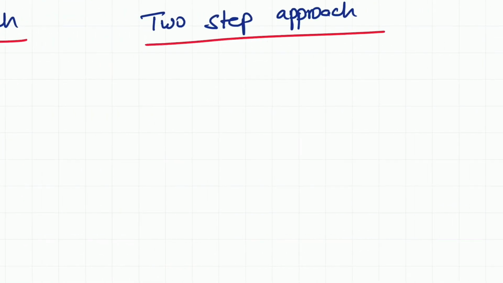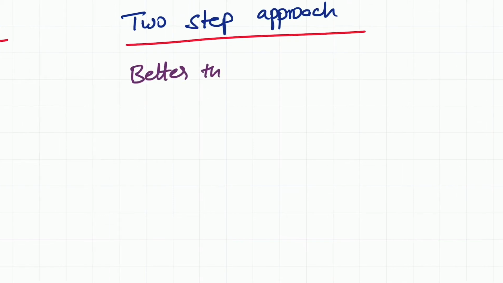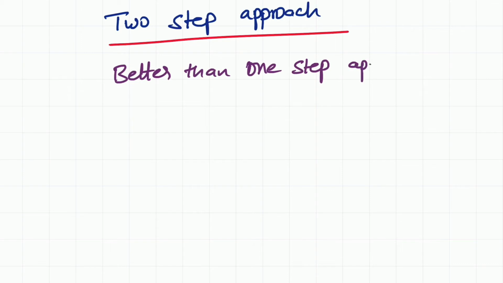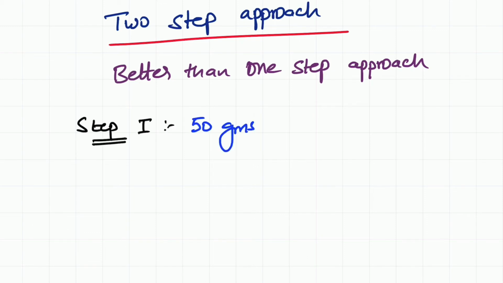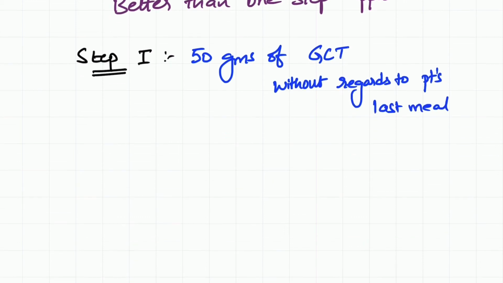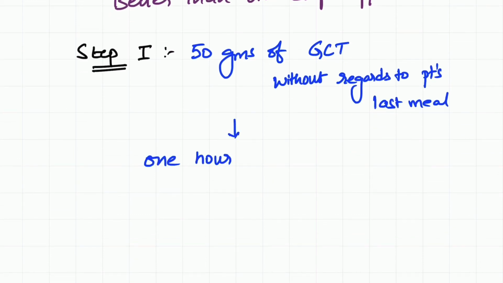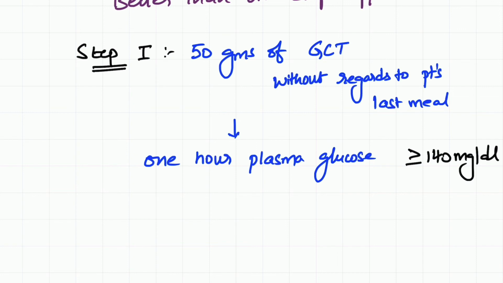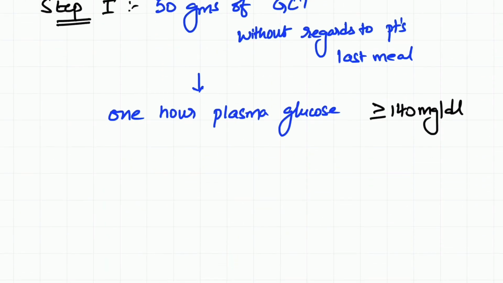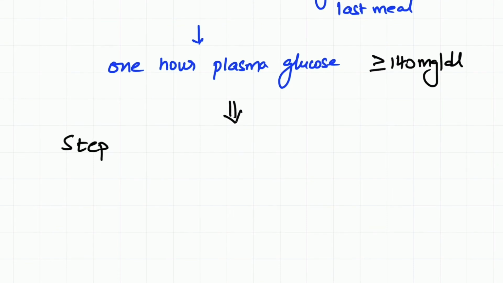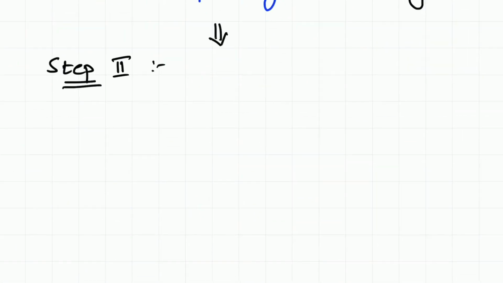Coming to the two-step approach. This is better than the one-step approach, and studies also prefer to do the two-step approach. So what is this two-step approach? Step 1, irrespective of the patient's last meal, a 50 gram glucose challenge test should be done. After giving this 50 grams of glucose, 1 hour plasma glucose levels will be checked, and if it is more than or equal to 140 mg per dl, then we will proceed to the second step. If it is less than 140, we will leave the patient.